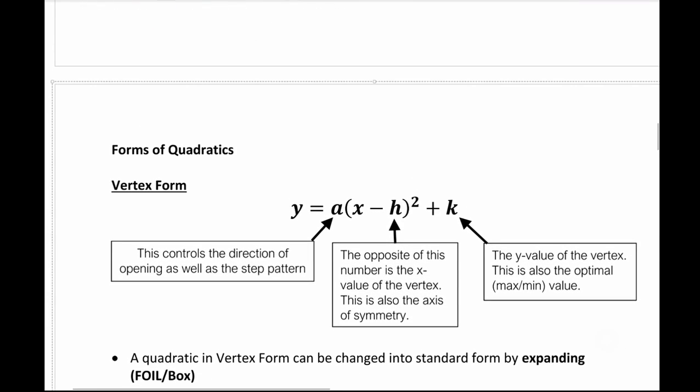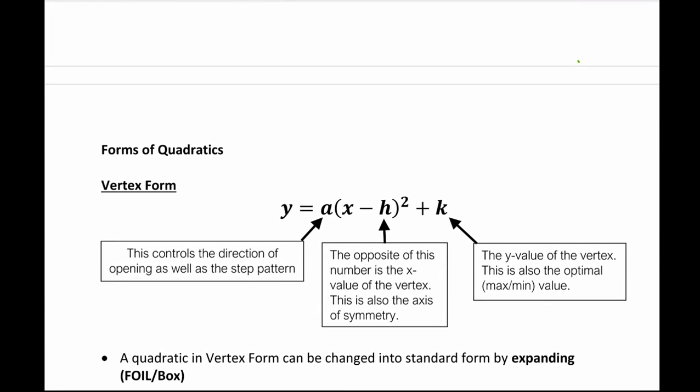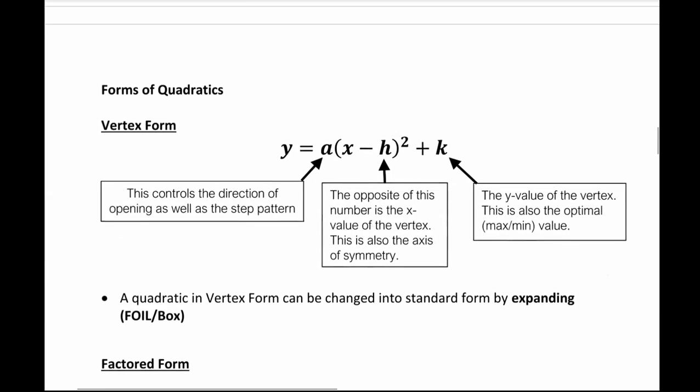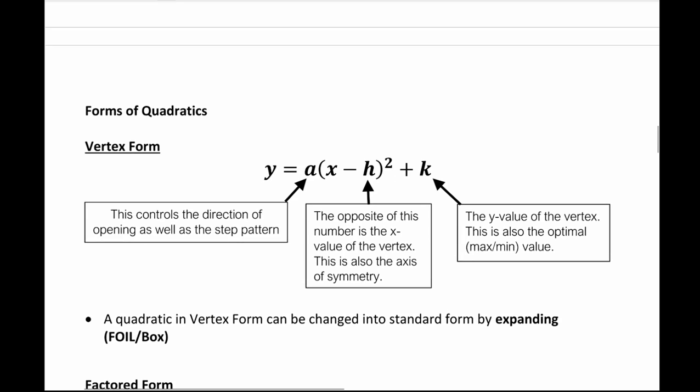Moving on to the different forms of the quadratic. We are going to look at the three forms that we've covered in this unit. The first is the vertex form. The vertex form is y equals a, x minus h squared plus k. The a value controls the direction of the opening as well as the step pattern.